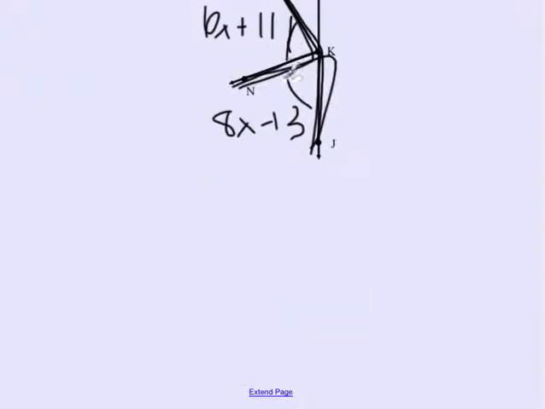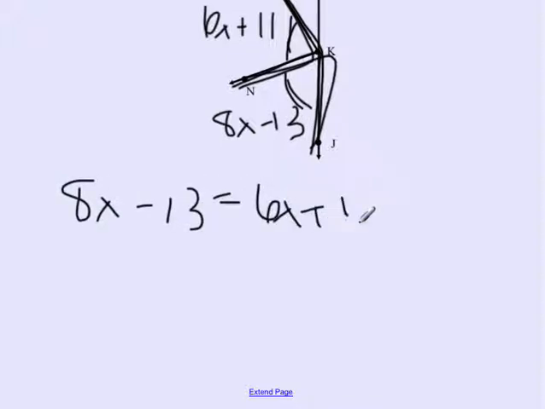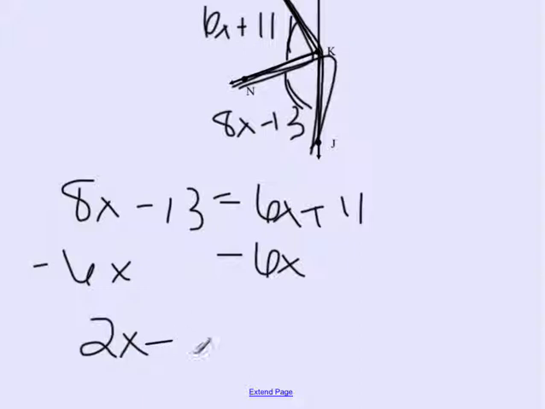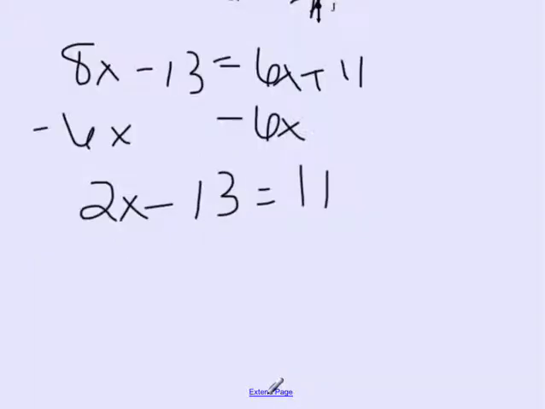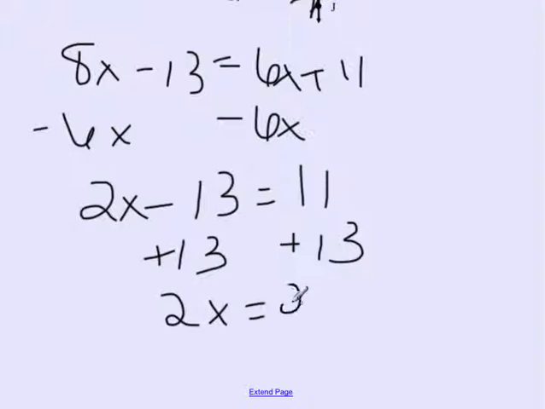Well, since both of these angles are congruent, I'm going to set them equal to each other. And then we're going to solve for x. Since that's a positive 6x, I'm going to subtract 6x from both sides, and then I get 2x minus 13, and that's going to be equal to 11. So I'm going to add 13 to both sides. So I get that 2x is equal to 24.